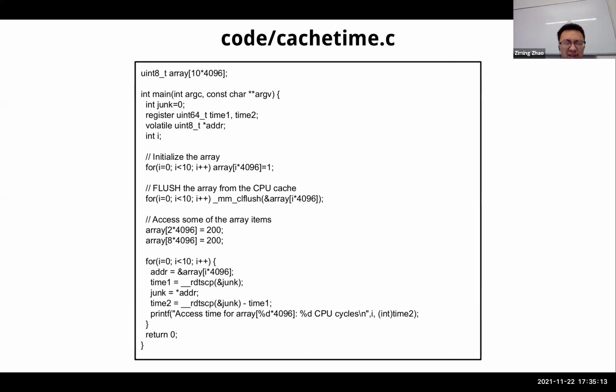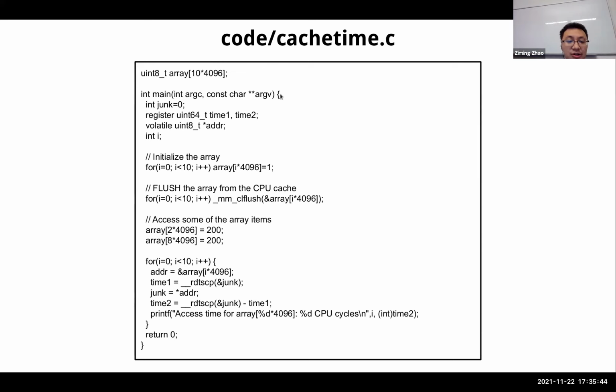We are going to use this code to measure the access time on my computer. Let's see what I have here. First, we have a global variable, array, and it is huge: 4096, that's one page in the Intel CPU, times 10 pages. So this is a big global variable.